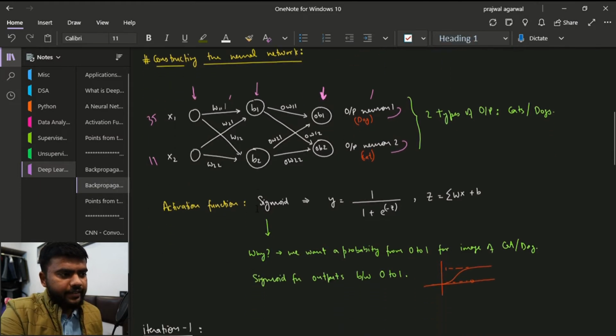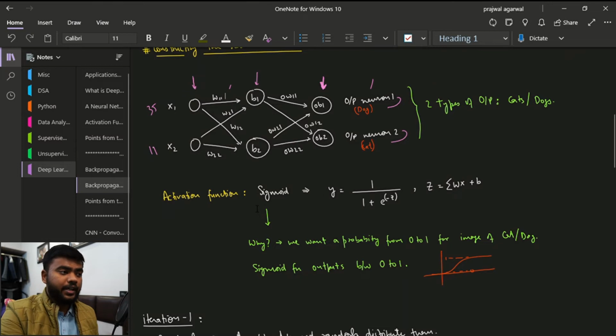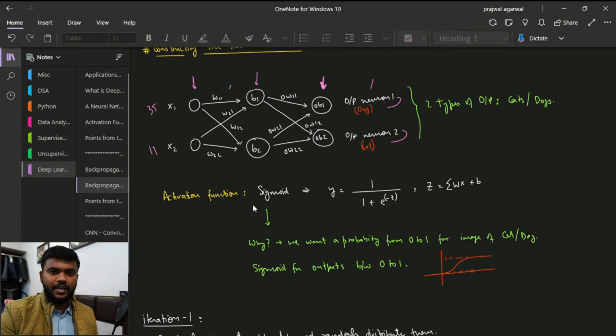Now the activation function that we are going to use is sigmoid. As I had already said, whenever you need a classification, whenever you need a probability between 2 or more possibilities, you use a sigmoid function, because the output of the sigmoid function is actually a probability which lies between 0 and 1. So this is the y, this is the sigmoid function, this is the value of z that we have. So why do we use the sigmoid function? We want the probability from 0 to 1 for the image of a cat and dog. The sigmoid function outputs between 0 and 1.